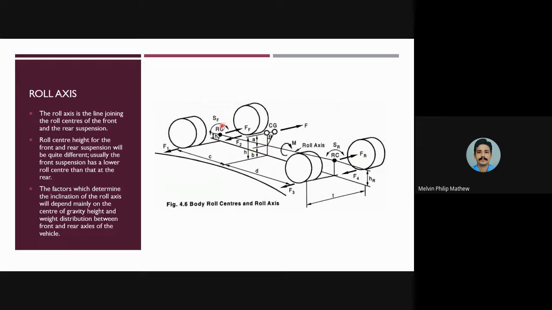So this is the roll center, and this is taking a curve. Okay, this is the curve shown, and the axis that passes through the roll centers is known as the roll axis. Okay, time is almost up, and I will wind up today's class.